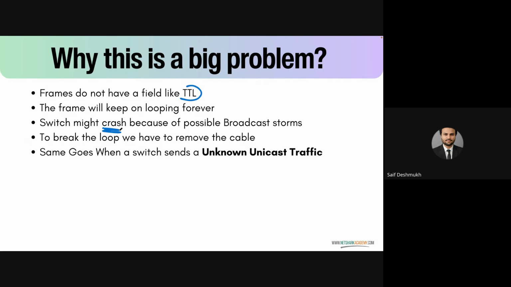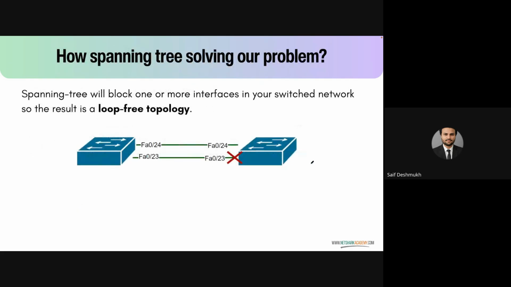So to break the loop, we have to either remove the cable, shut down the device, all sorts of things we have to do. The same story happened with the ARPs. The same story happened with the unknown unicast traffic as well. So to avoid this problem, this was the most simple example I've given you of a small loop.